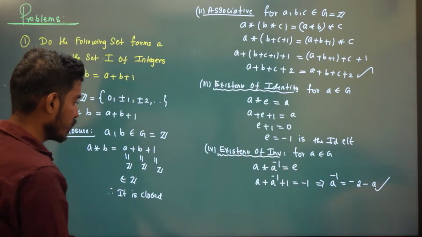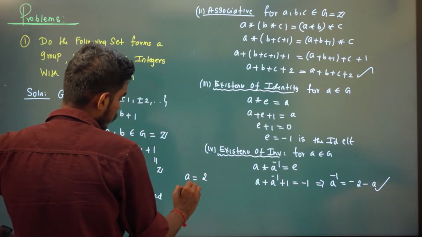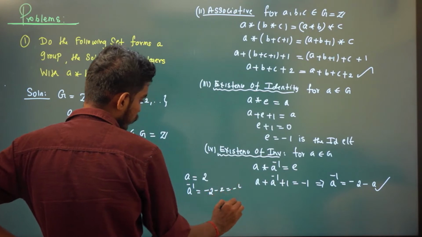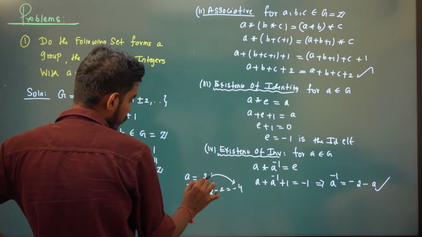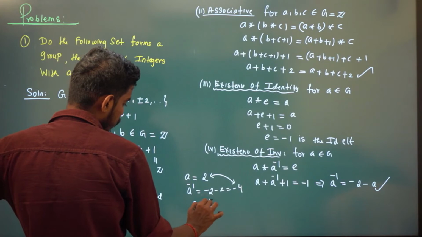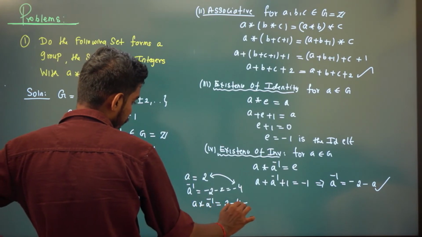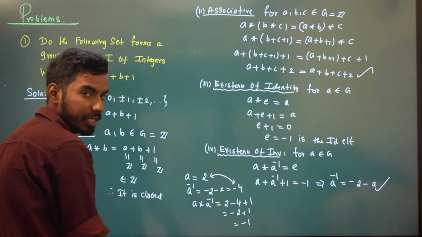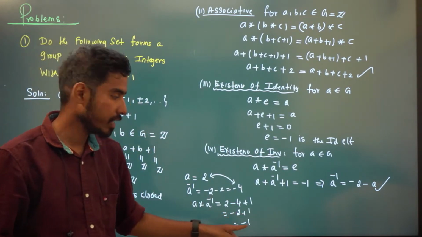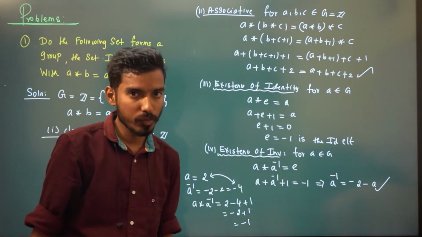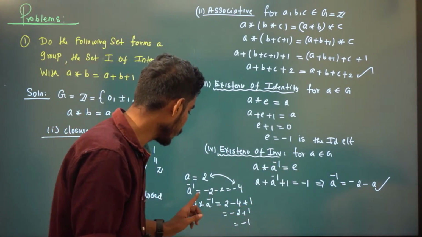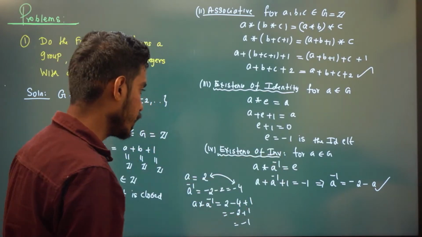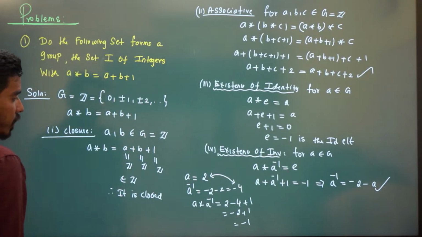For example, if you take A to be equal to 2, A inverse will be what? Minus 2 minus 2. So it will be minus 4. If you perform A star A inverse, it will be 2 minus 4 plus 1. So minus 2 plus 1, which is minus 1. So we are getting the identity element, see. So A star A inverse is minus 1. So for any A, minus 2 minus A is the inverse element. Because if you perform A with minus 2 minus A, you will get minus 1, which is your identity element.